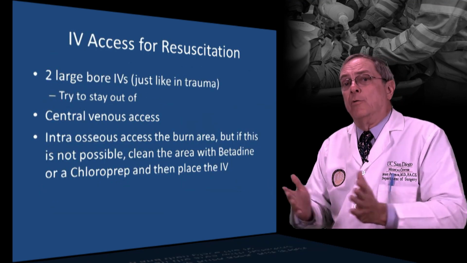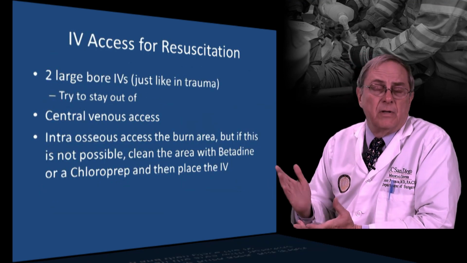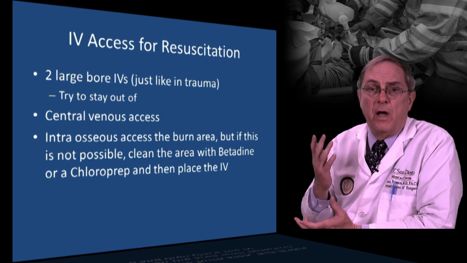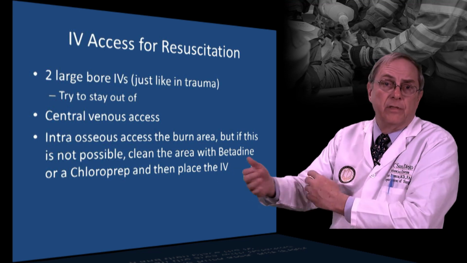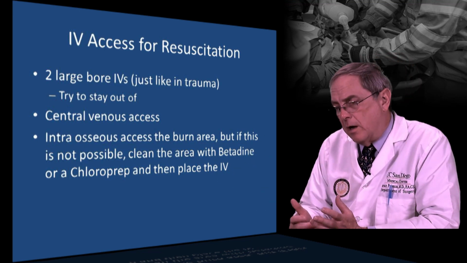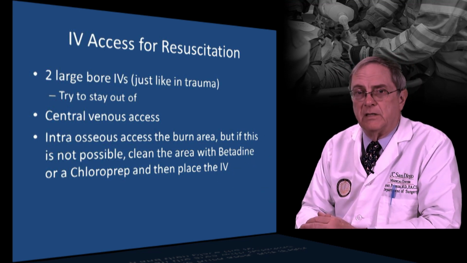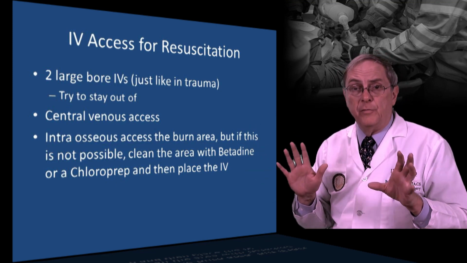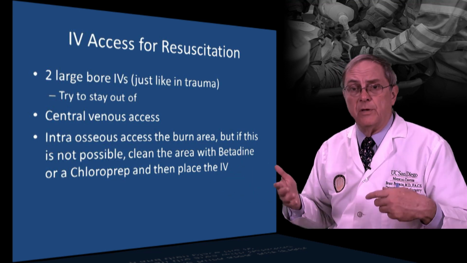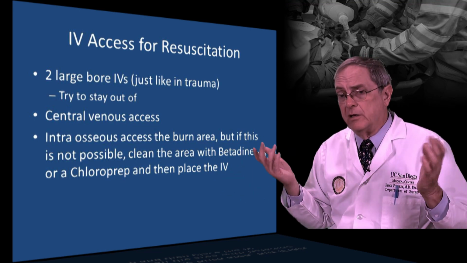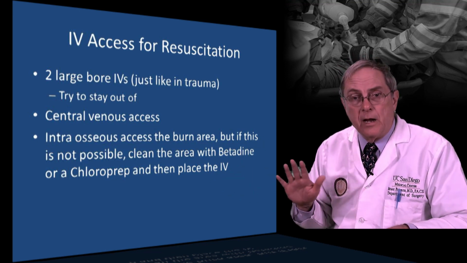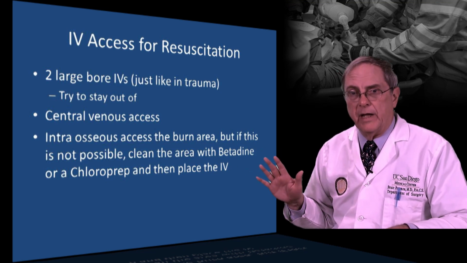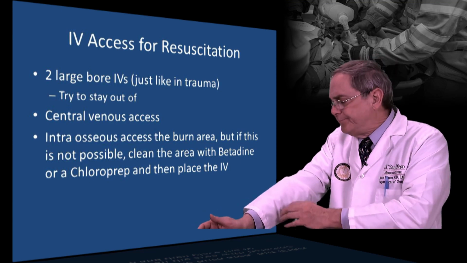So how do we give the fluid? What do we need for access? Exact same as with trauma. 2 large bore IVs, preferably, okay? Both in the antecubes if you can get them there. Otherwise, find some other spot to get it. We try to stay out of the burned areas if we can. If it's burned on both the upper extremities and lower extremities and the external jugs, those areas are burned. Clean it up with a ChloraPrep, clean it up with some betadine, and just go right through the burn, okay? Usually the burn is that deep and bad.